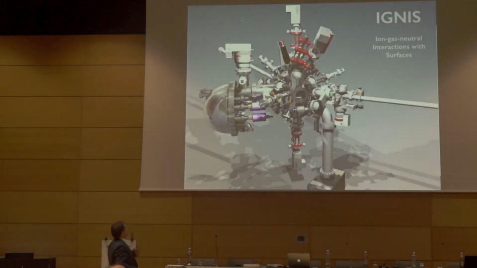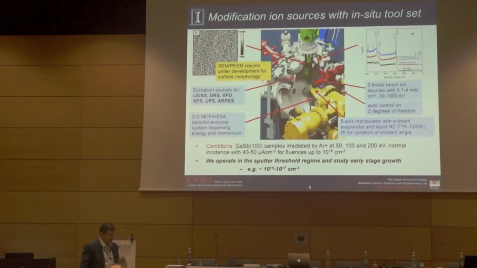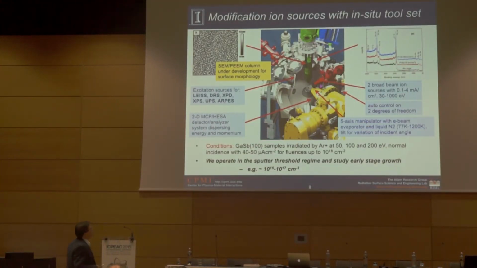So this is the facility that we use. It's called Ignis. It's a facility that has the capability of applying energetic ions to surfaces. This could be also under high pressure. So the system, in fact, the analyzer and the spectroscopy can be carried up to very high pressures. And we're, of course, focusing on these interactions on the surfaces. And in particular, we use a number of different tools.